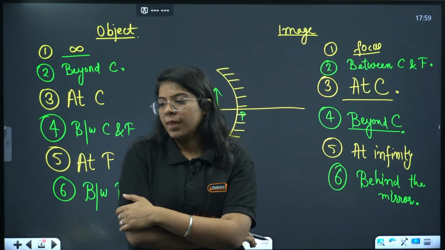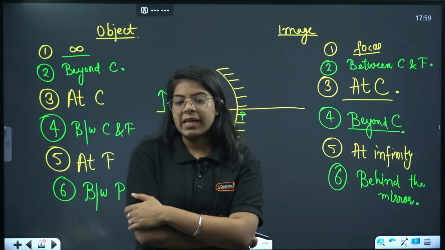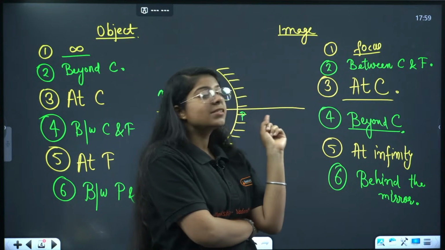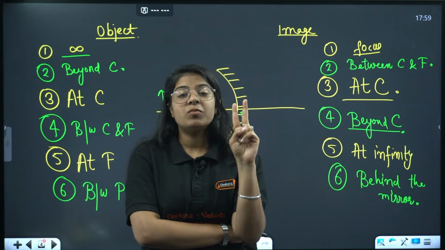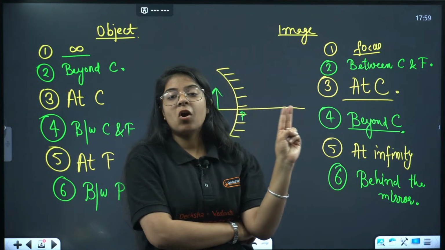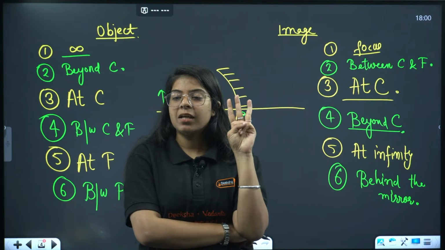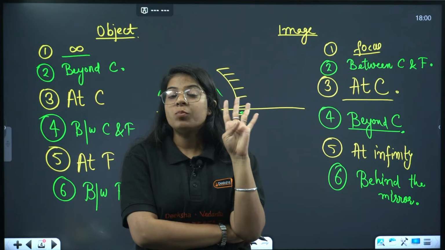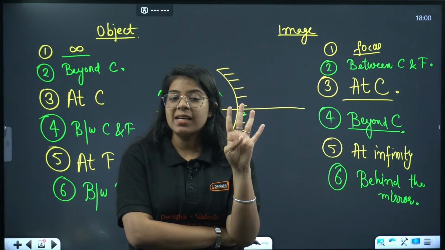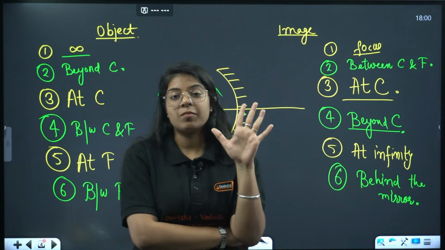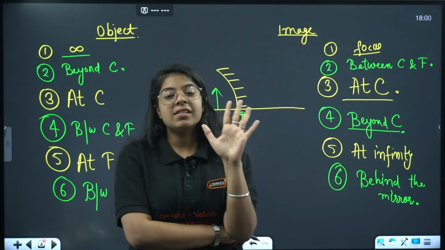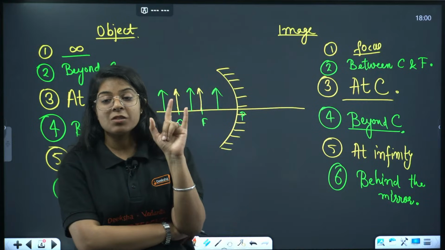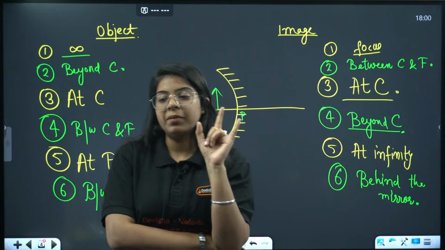6 cases of concave mirror. First, the object is at infinity, the image is at focus. Second, the object is between C and F, image is beyond C. ठीक है, then at C, the image is at C. Fourth case, object is beyond C, image is between C and F. Fifth case, the object is at focus, the image is at infinity or not formed. And sixth case, the object is between pole and focus, and the image will be behind the mirror.